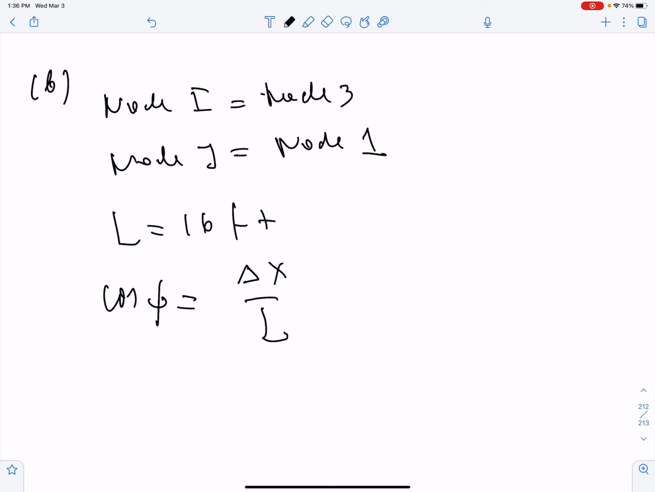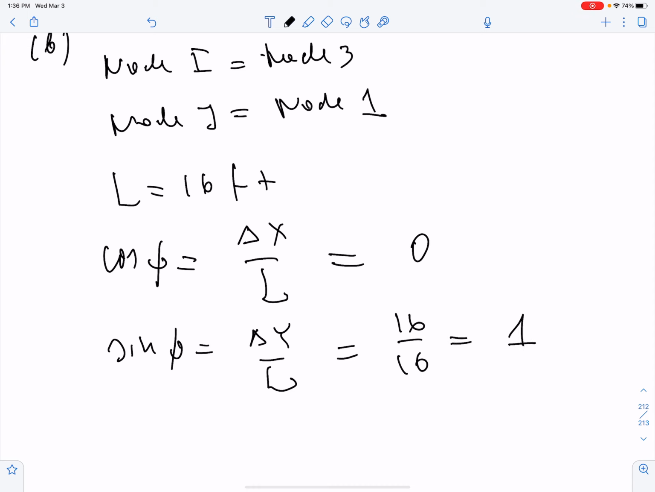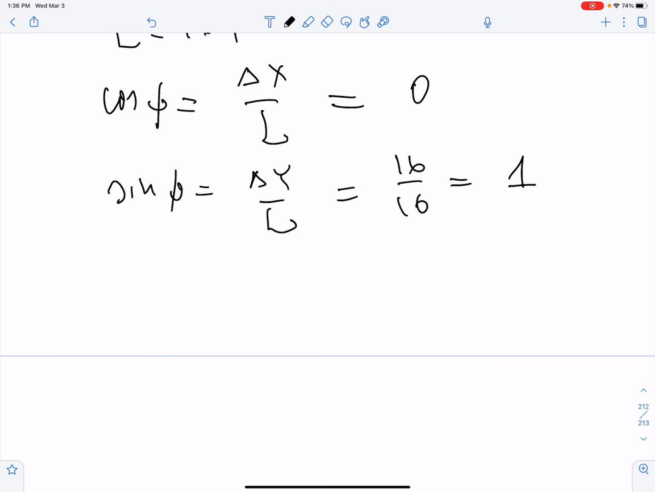You don't need to worry about which way the angle goes. Cosine phi equals delta x over L. Delta x is 0, L is 16, you get a 0. Sine phi is delta y over L. Delta y is L, this is 16 over 16 equals 1. And so this defines for you the entries of the rotation matrix.